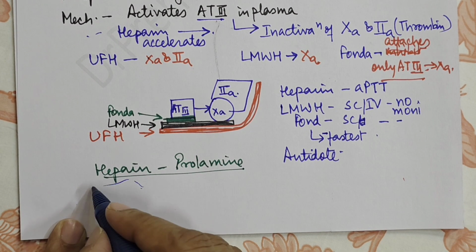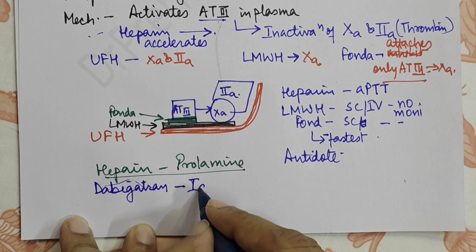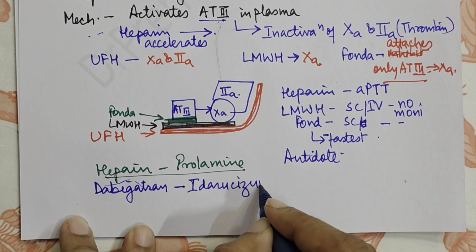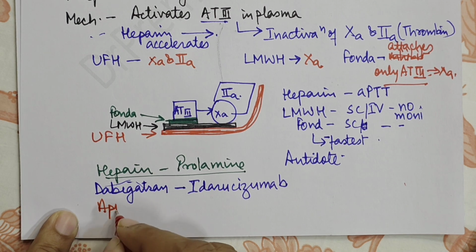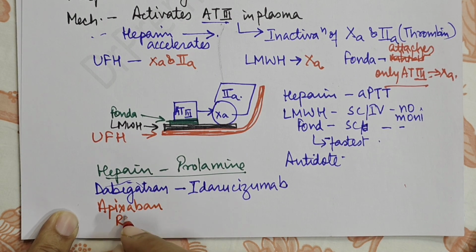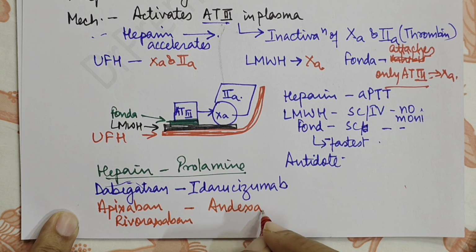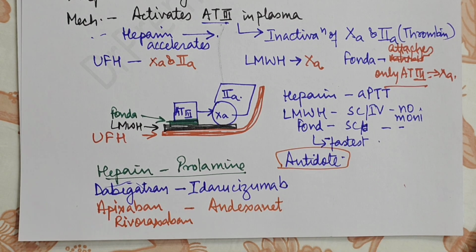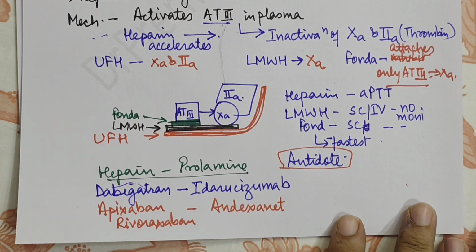Another antidote: for dabigatran it is idarucizumab. Then the antidote to apixaban and rivaroxaban is andexanet. So antidotes are also very important. The warfarin antidote, we know, is vitamin K1. So for heparin it is protamine, for dabigatran it is idarucizumab, and for apixaban it is andexanet. So these are the antidotes.